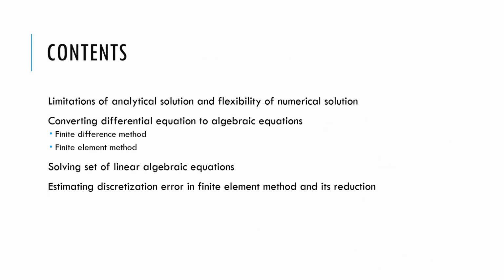The contents of this chapter: first, we talk a little bit about the limitations of analytical solutions and the flexibility of numerical solutions. Then we talk about two different, very common methods of numerical solution, and these two methods lead to algebraic equations. So how do we solve linear algebraic equations? And then finally, estimating discretization error in the finite element method and its reduction. So those are the contents.